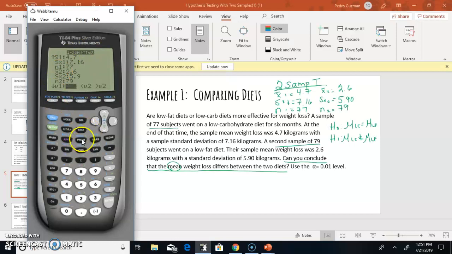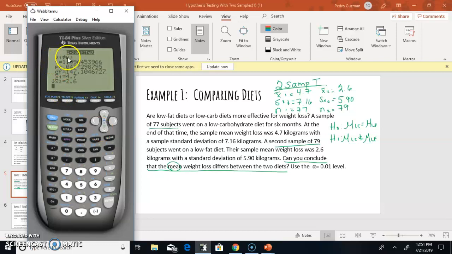And we're going to go down and hit pooled. Where it says pooled, choose no. Choose no for pooled. Always choose no. And then go to calculate. And you see what it gives you?